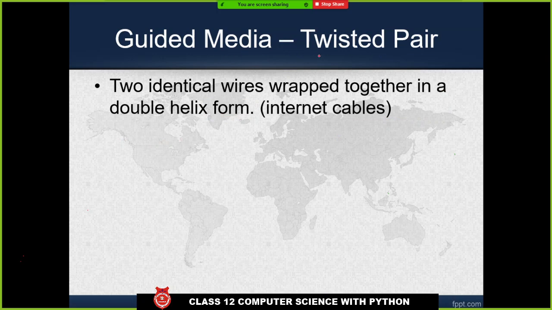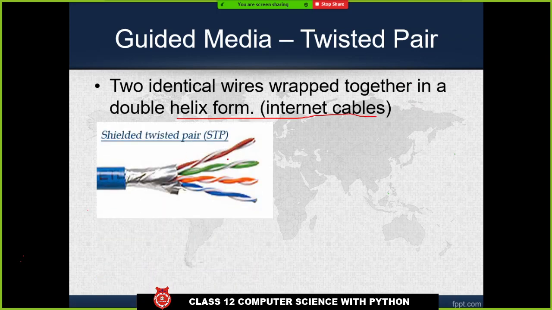The first one is twisted pair. Two identical wire wrapped together in a double helix form. This is known as twisted pair internet cable. I hope you have seen these types of cable in local area network. These two are twisted together and it is known as twisted pair. And many twisted pair cables are packed into one single cable, which is known as internet cable or LAN cable. Okay, if you cut your internet cable or LAN cable, you will see a cable like this, which is known as twisted pair cable.